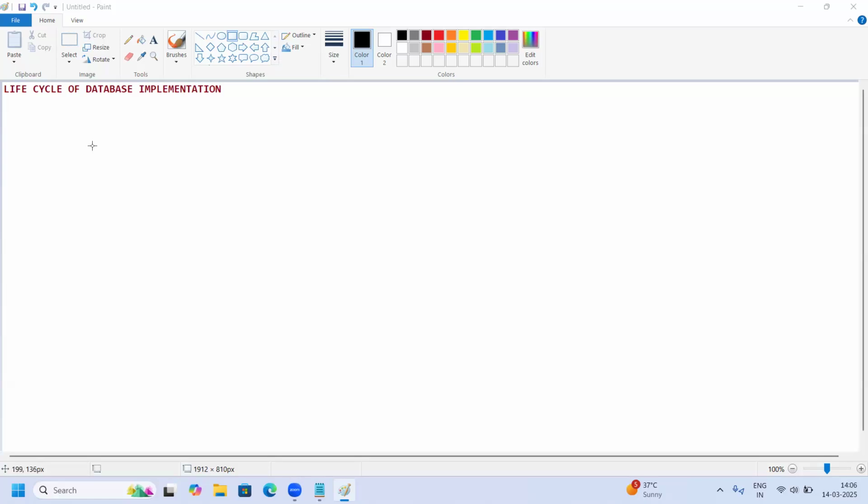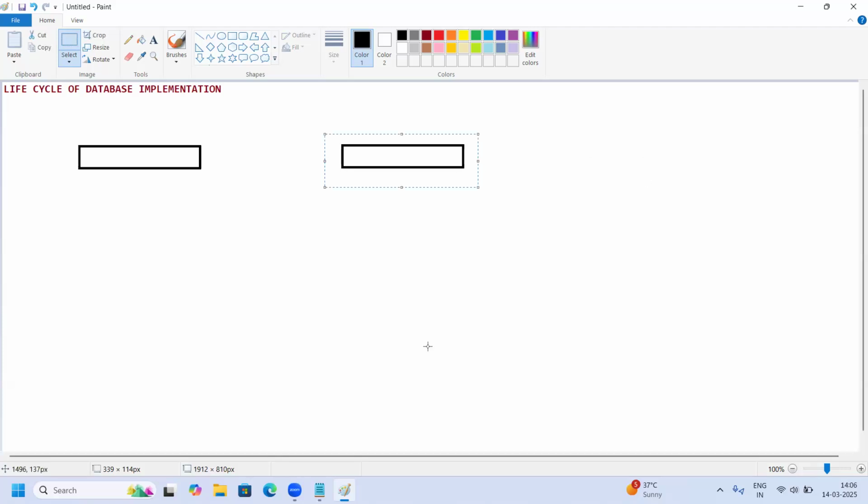Okay, let's discuss one after the other. This is the first part. And this is the second part. And this one is the third part. Okay, 3 levels. The database implementation life cycle goes, and it always flows like this. From the first level, it will go to the second level.